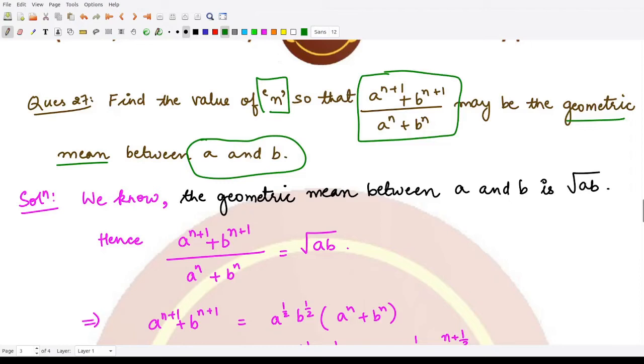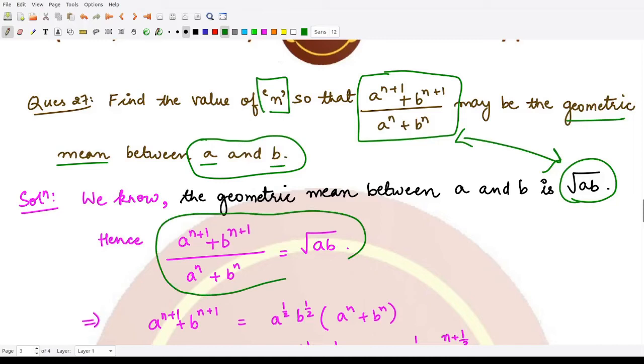Let's see how. We know if two numbers are given to us, then their geometric mean is given by the square root of ab, correct? So both of these quantities are the same, and we can equate them. Now we have to solve this expression in order to determine the value of n. So let's move forward and solve this one.